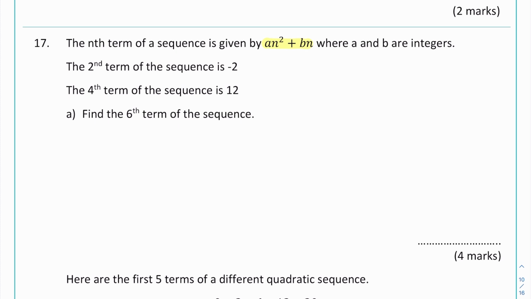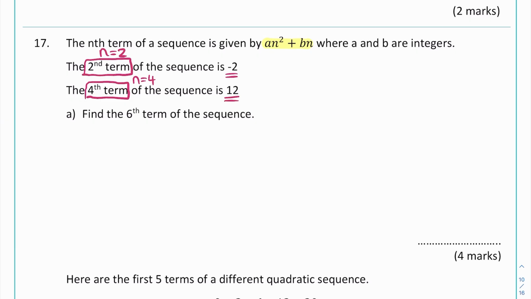Okay, so interesting question. When you are finding the second term in a sequence, that means n is equal to 2. When you are finding the fourth term of a sequence, that means that n is equal to 4. And I'm sure if we sub those in, that's going to give us some form of equation, because it has to equal -2 in the first one, and it has to equal 12 in the second one.